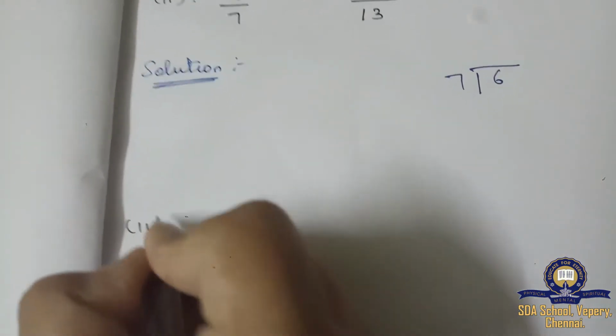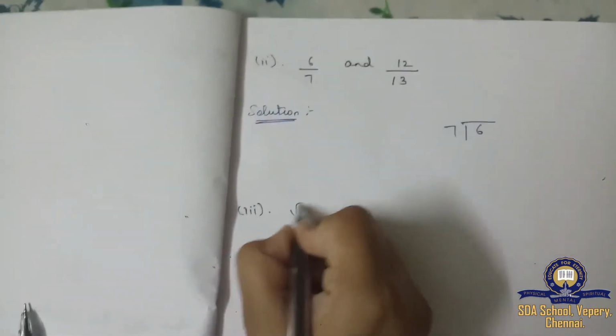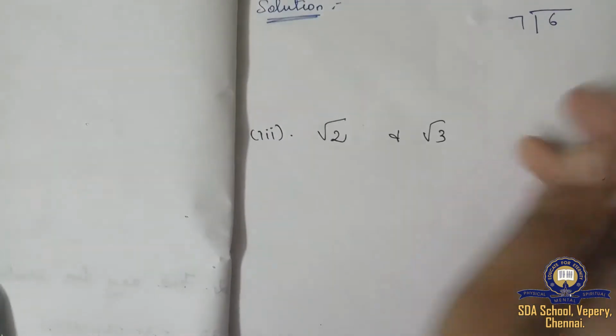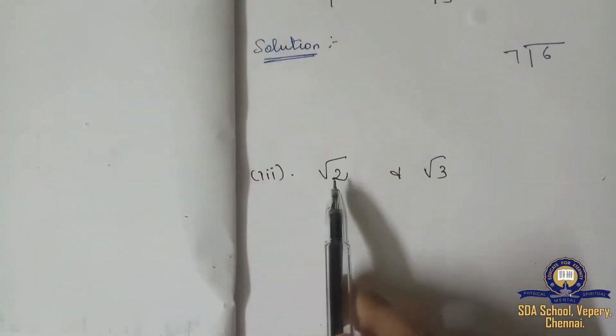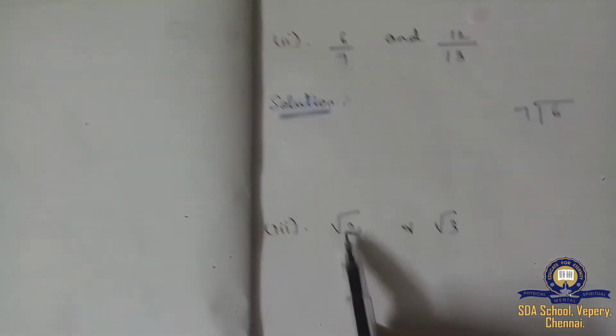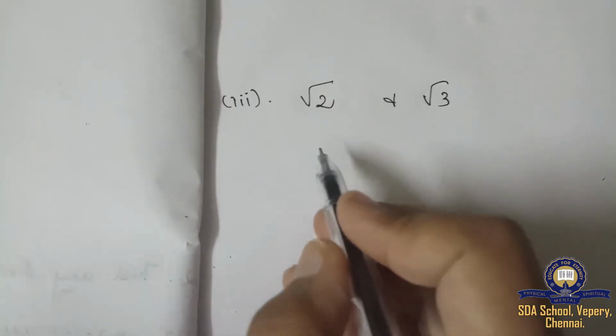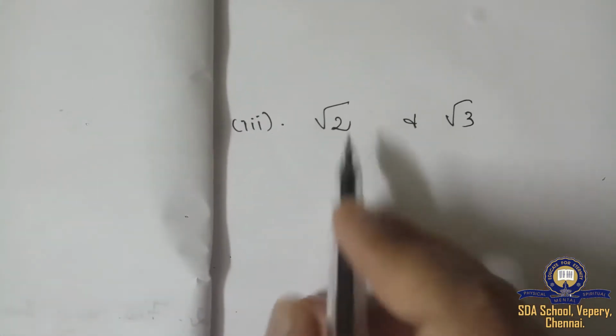The third subdivision says you have to find a decimal number between root 2 and root 3. Now if you see, these are what? Irrational numbers, isn't it? They are not even perfect squares. Now you have to find root 2. How will you find this out? You will find it using the long division method.